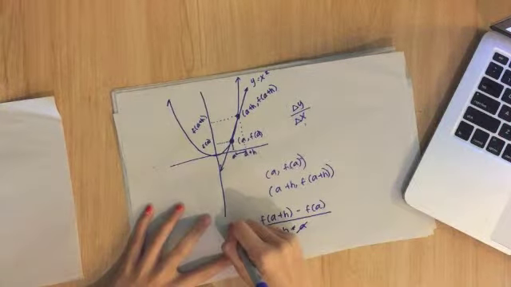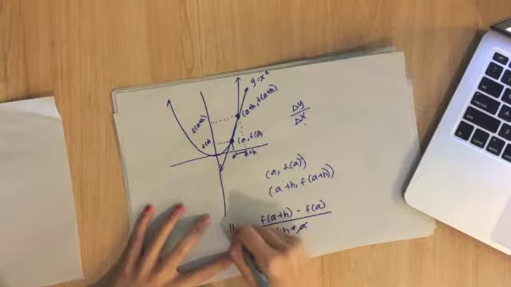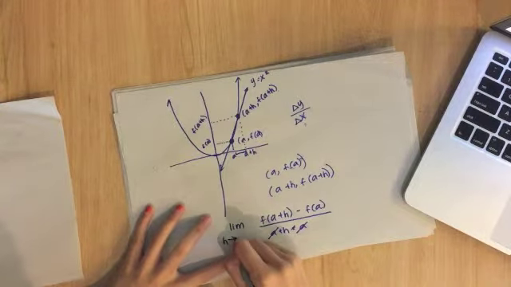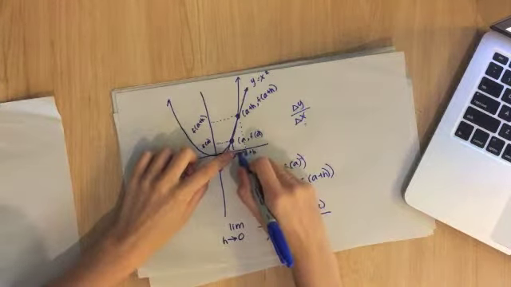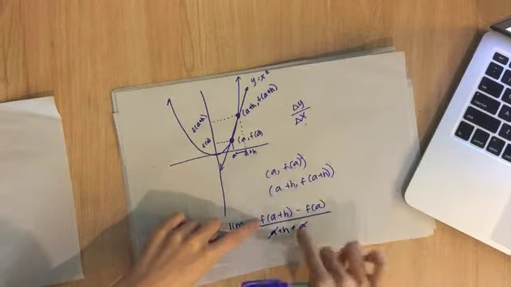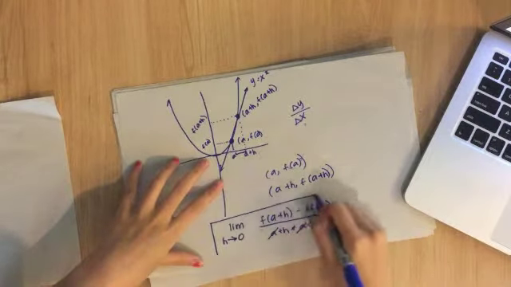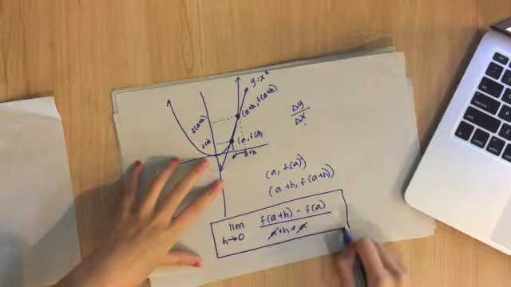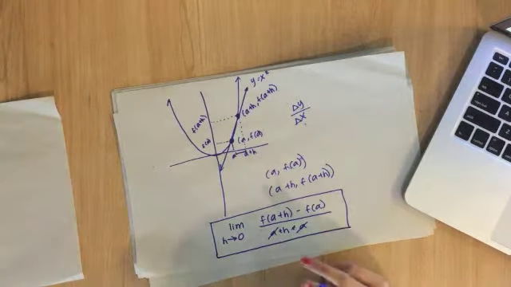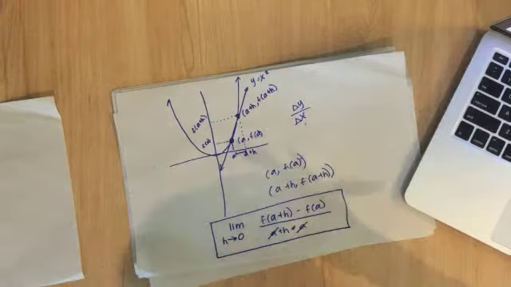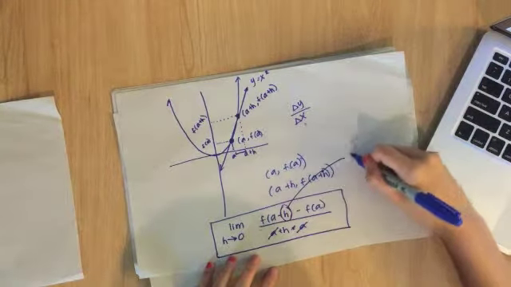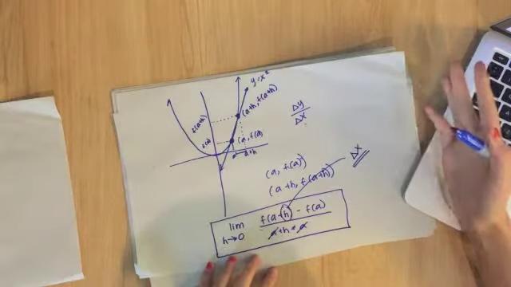So here we have finally the definition of a derivative. The limit as h approaches 0 of f of a plus h minus f of a over h. This, my friend, is the definition of a derivative. And your book may actually use, a lot of books, such as your review book and probably your textbook, will replace h with delta x. So don't be confused, it's the same thing.